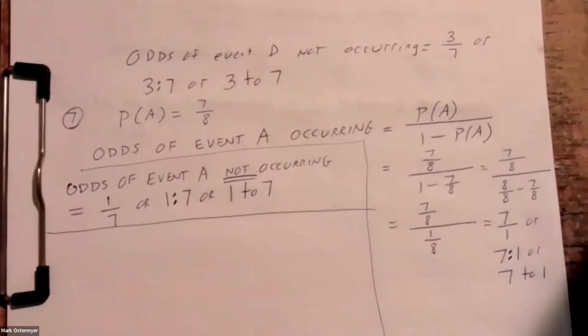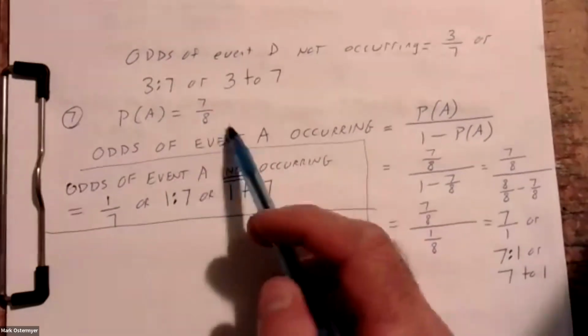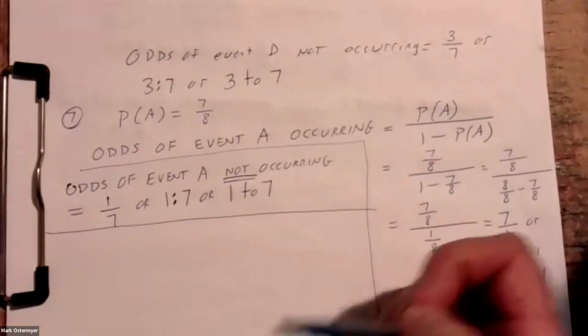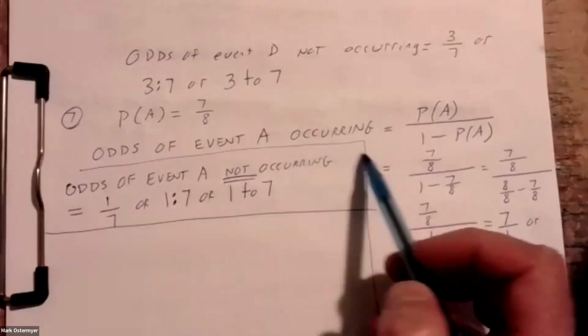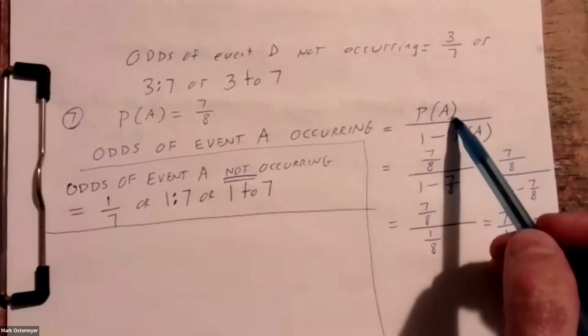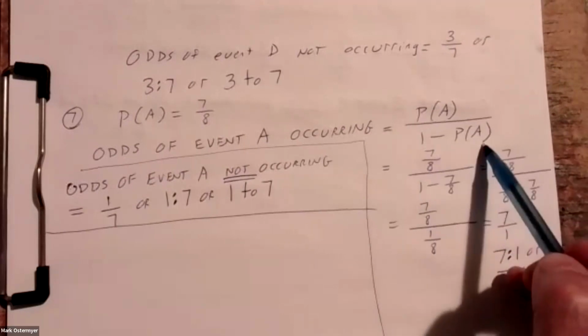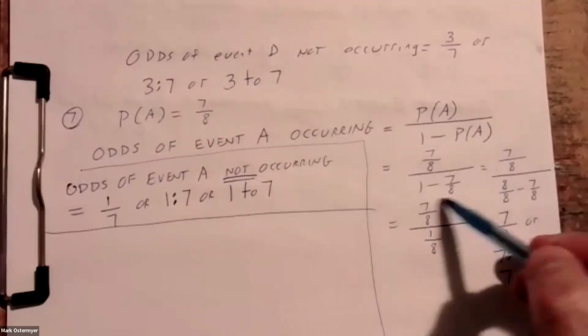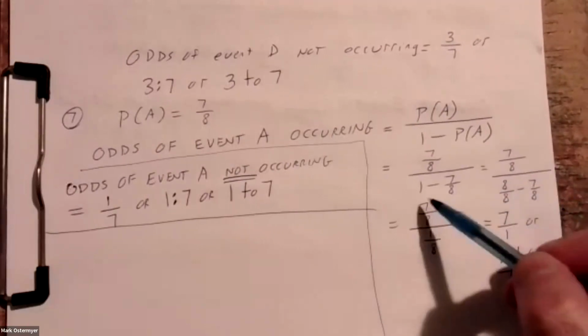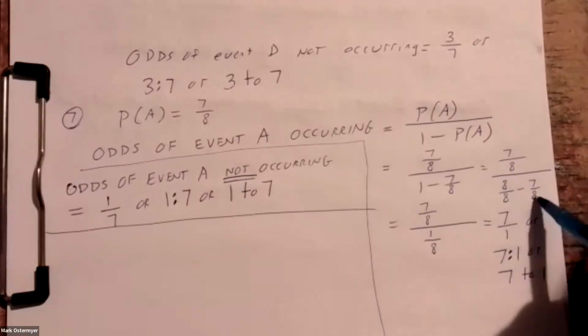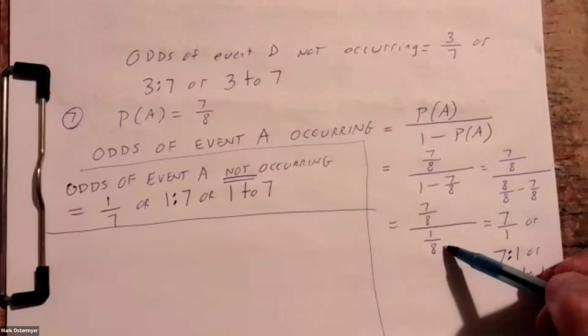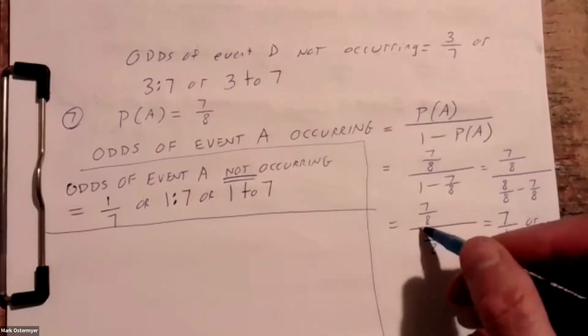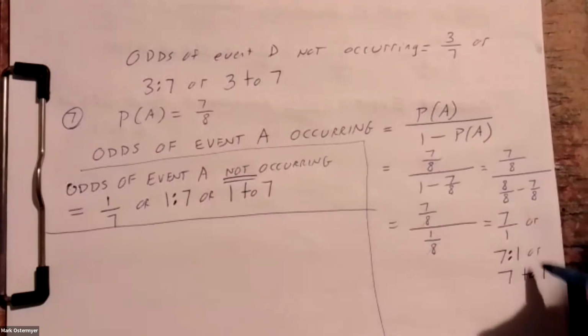So for number 7, we know the probability of some event A occurring is 7 to 8. What are the odds of event A occurring? Well, that would be the probability of event A occurring divided by 1 minus the probability of event A occurring, which is to say 7/8 over 1 minus 7/8. Another name for 1 is 8 over 8. 8/8 minus 7/8 is 1/8. You can just drop these 8s out, and we're left with 7 to 1 odds. Do you agree? So the odds of event A occurring would be 7 to 1 odds.